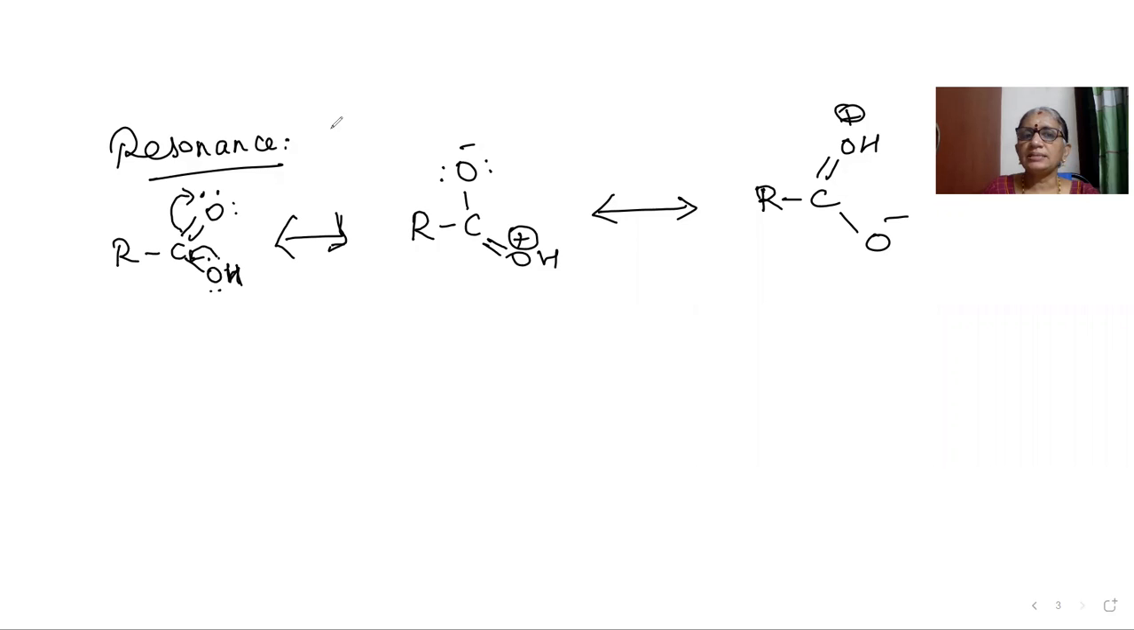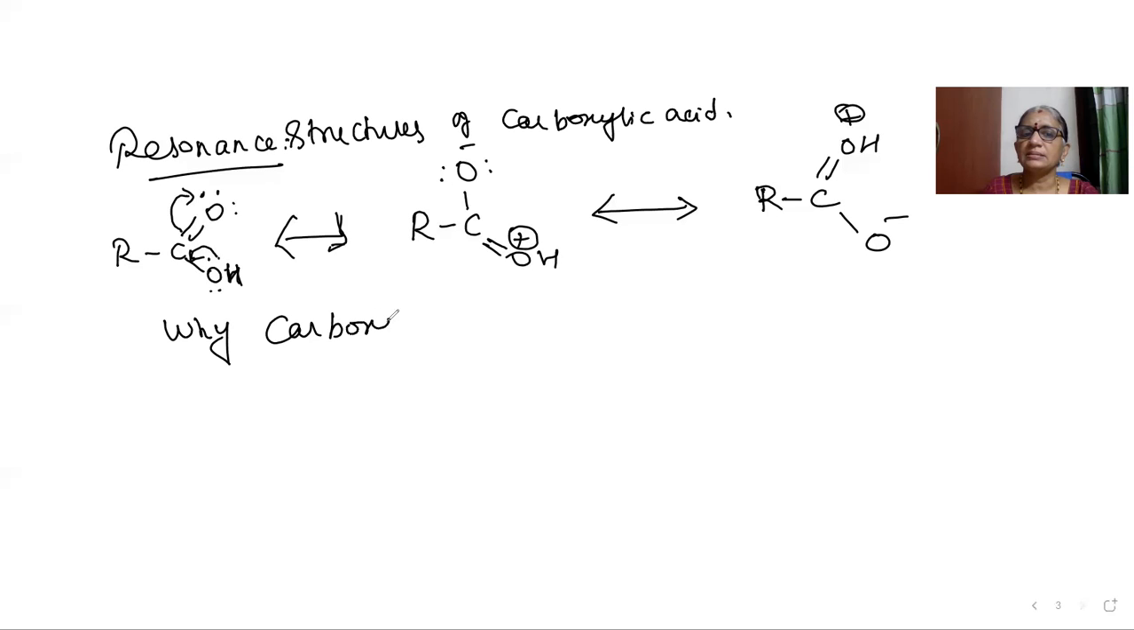See, these are the resonance structures of carboxylic acid. With these structures, we can answer one reasoning question. Why are carboxylic acids more acidic?